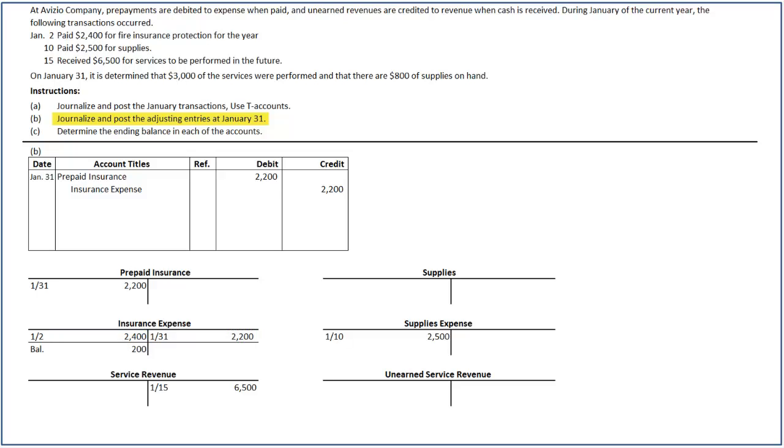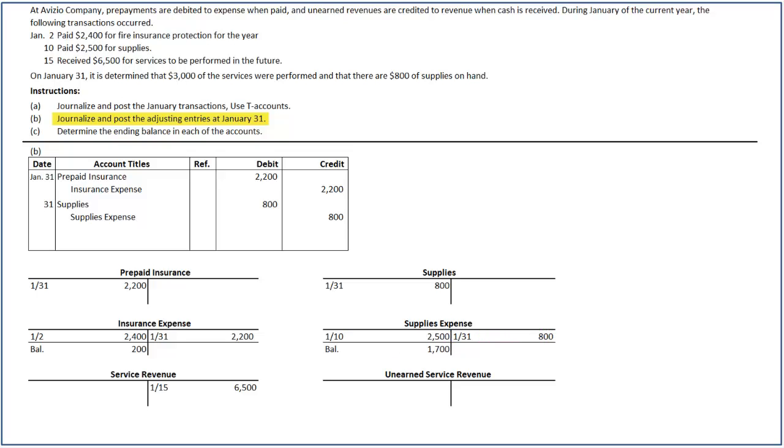At the end of the month, supplies of $800 were on hand, which means that supplies worth $1,700 were consumed during the month. Before the month-end adjustment, supplies expense, an expense account, shows a debit balance of $2,500. Thus, expenses are overstated and assets are understated by $800. To adjust this, we increase supplies by debiting it for $800 and decrease supplies expense by crediting it for the same amount. To post this entry to T accounts, we record $800 in the debit column of the supplies account and in the credit column of the supplies expense account. By subtracting $800 from $2,500, we compute the ending balance of supplies expense as $1,700.